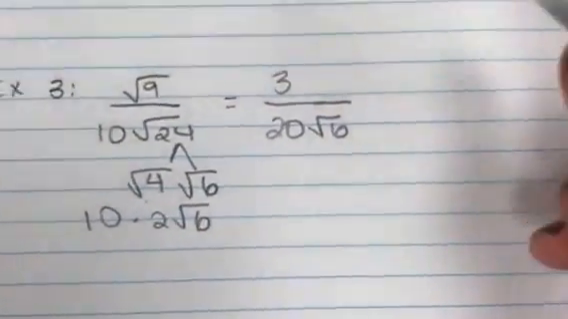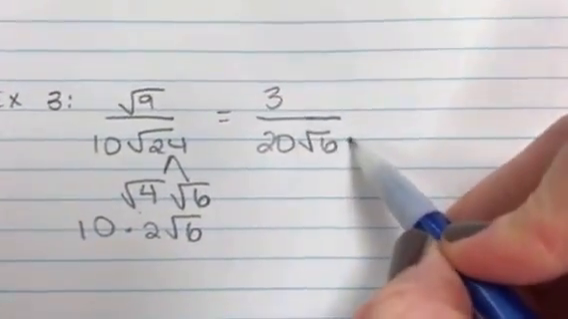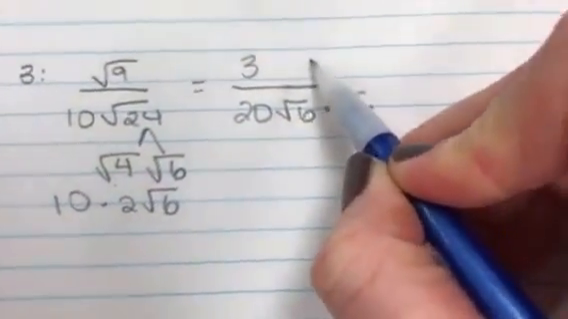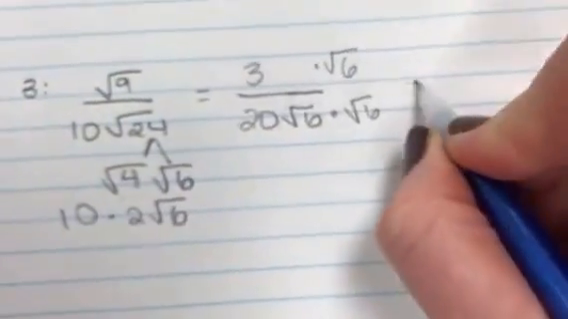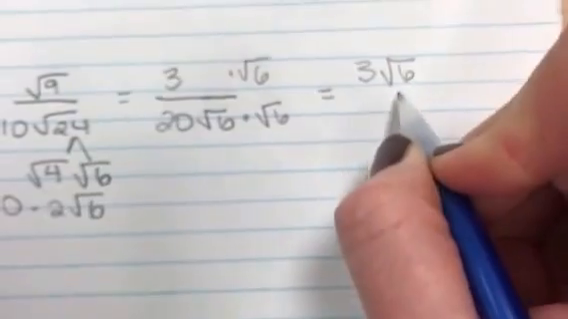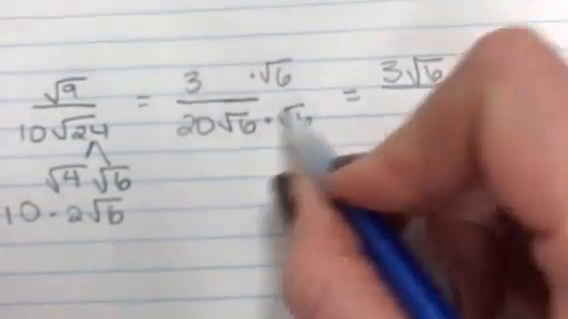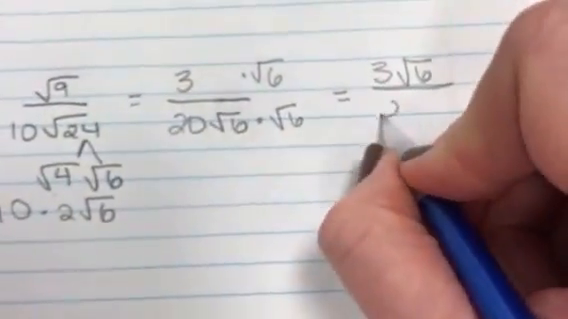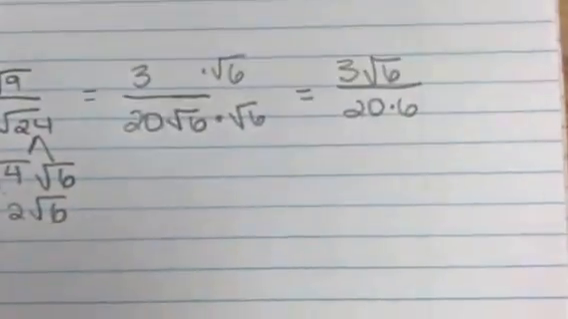And the only part that makes this not simplified is the radical 6. So that's what we're going to multiply our numerator and denominator by, giving us 3 radical 6 over 20 times 6.